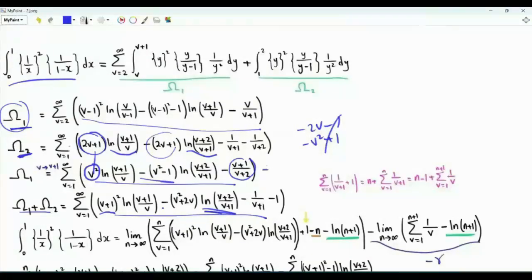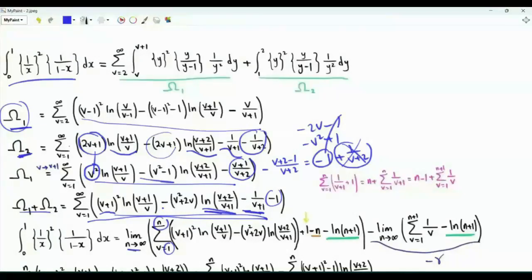v plus 1 over v plus 2 can be written as v plus 2 minus 1 over v plus 2. That's minus 1 plus 1 over v plus 2. Minus 1 is here, plus 1 over v plus 2 goes away with this. Then we have minus 1 over v plus 1. Our problem now is to obtain this summation. We take the sum from 1 to n and then take the limit as n tends to infinity.